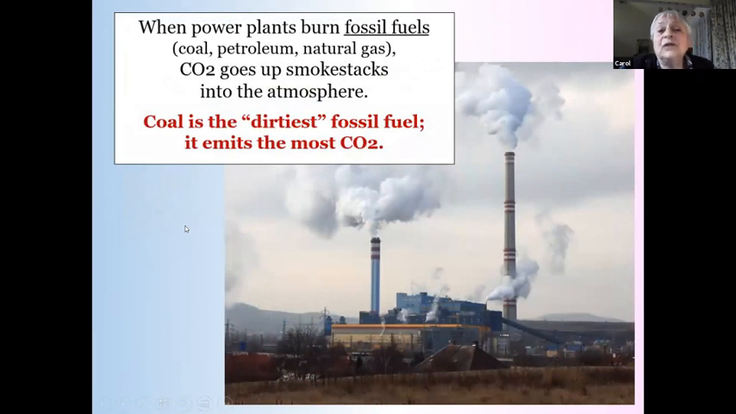The dirtiest fuel, the one that puts most carbon dioxide into the atmosphere, this atmosphere that the kids drew on their diagrams. We will talk more about CO2, but I actually think many people will agree that coal puts the most carbon dioxide into the atmosphere. And we need to talk next about, well, why does it matter having carbon dioxide in the atmosphere?